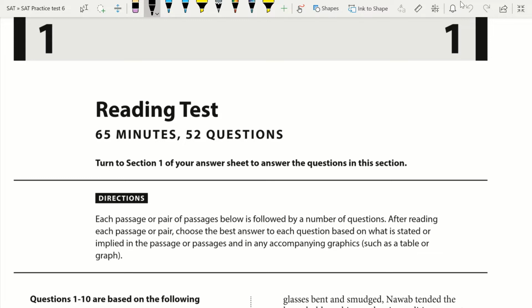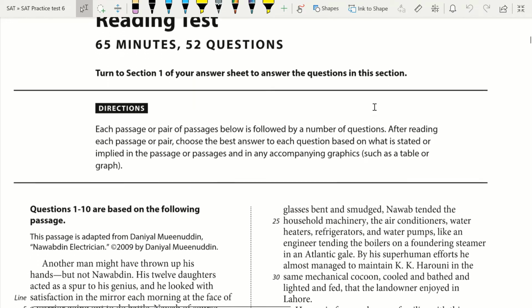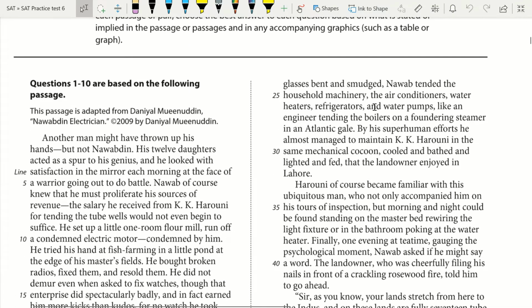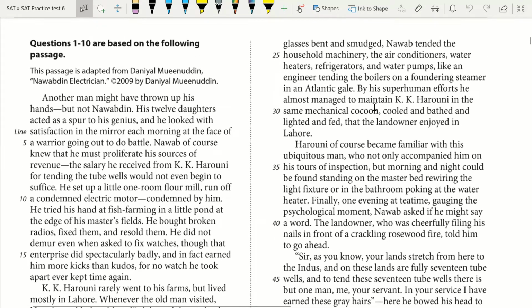So we're going to do a couple of passages from Practice Test 6 over the next couple of days. That way you can compare how you're going through the reading section with how I would do it, and see if there's anything you want to adopt as far as my strategies. If there's anything you're confused about, this will help clarify that as well. All right, so with that, we're going to get started.